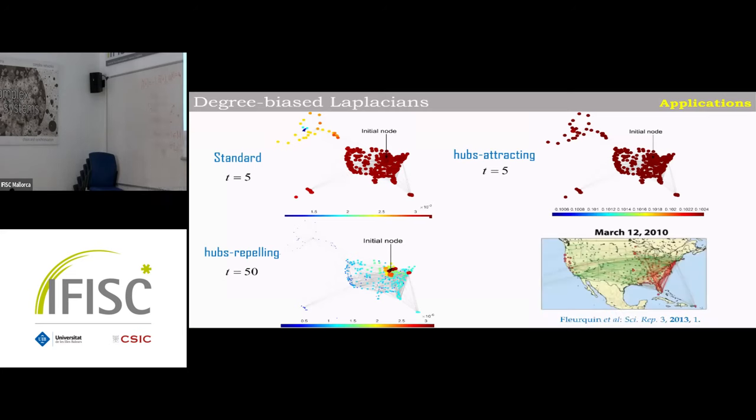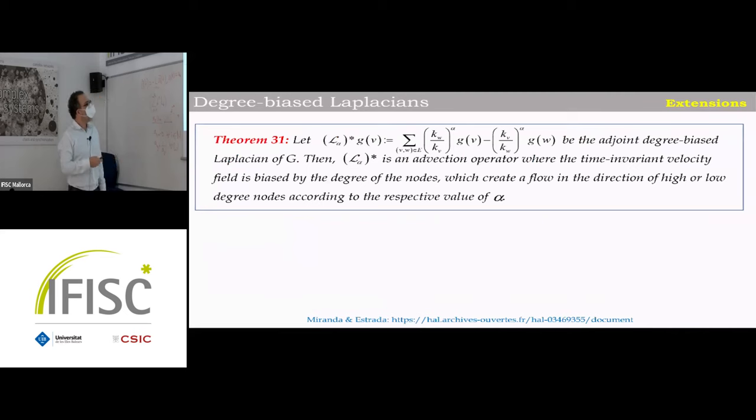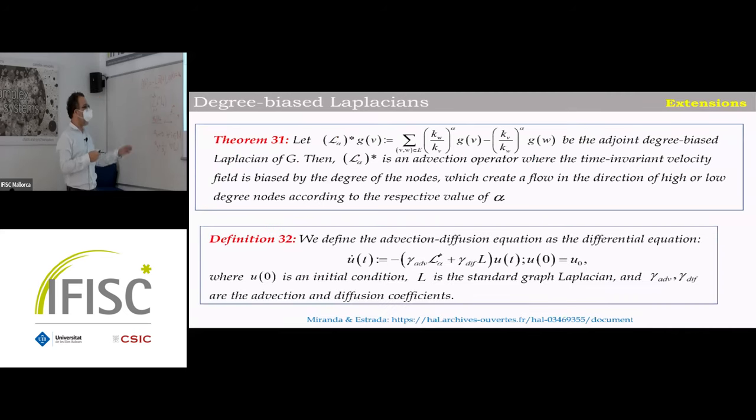And if you observe the experimental results by Flerkin, Jose Ramasco, that would be around here, and Victor Eguiluz, you will observe that for a flight delay here, it is mainly concentrated into a particular region of the network and not fully propagated even at a relatively long time. So then, of course, placing these hubs repelling Laplacians into more appropriate data-driven setups could bring more information about what is happening there.